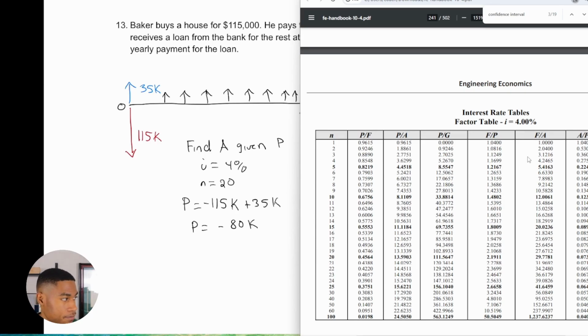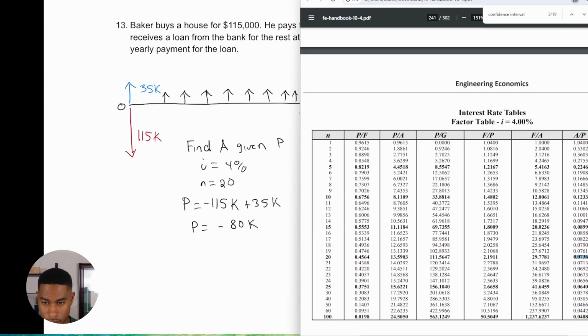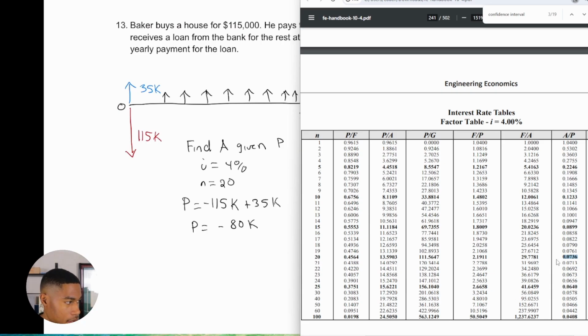And we want to find A given P. We know that our N is going to be 20. I get my 20 value to be this, and you can't see that. So I find A given P for N of 20 years, and so it matches to 0.0736.